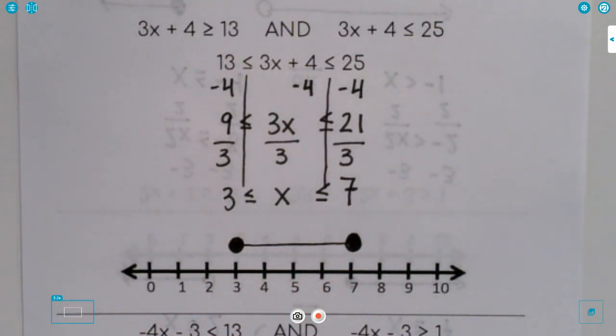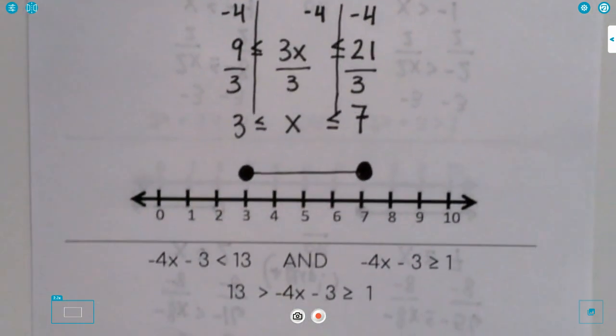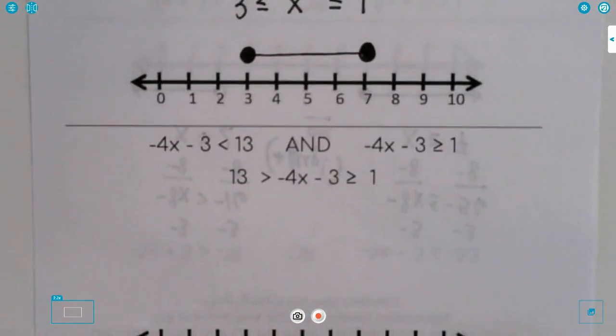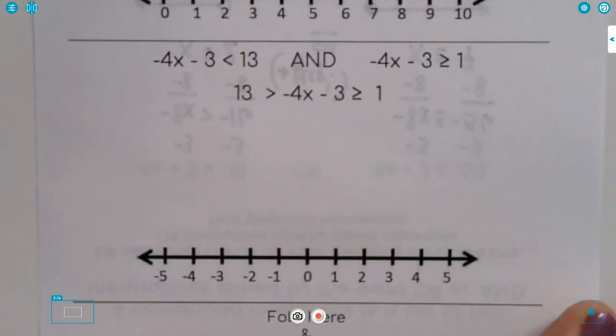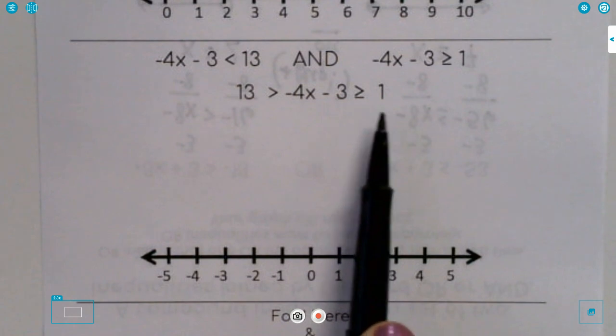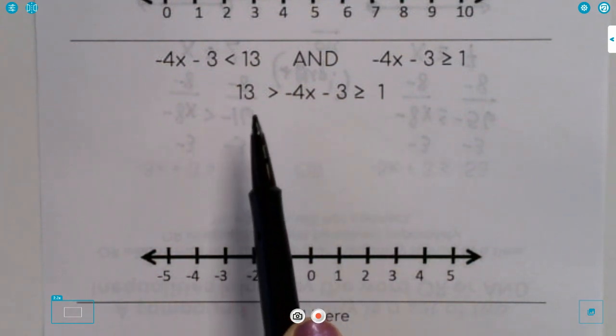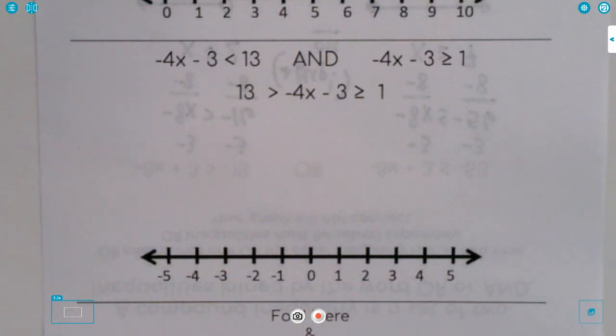Yeah. So if we're divided by negative, we still flip our sign on those. Yes, if you multiply or divide by a negative, you still flip your sign, which is a perfect segue to our next one. We've got 13 is greater than negative 4x minus 3 is greater than or equal to 1. So now we're in between 1 and 13. If you notice 1's smaller than 13, it's because we're going to flip our sign. It'll end up nice at the end.